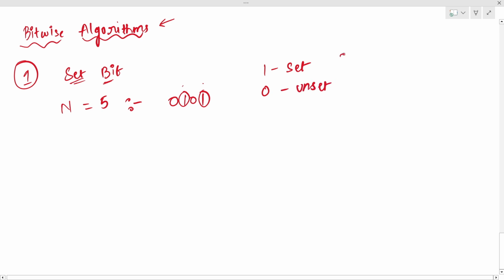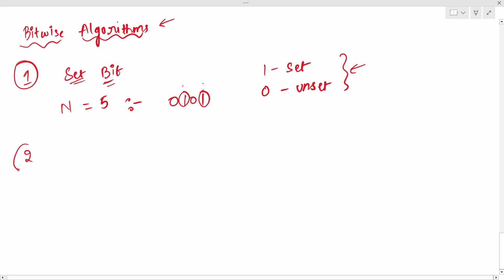This is the language that we will speak in bit manipulation. Set is nothing but 1, unset is nothing but 0. It's just like if you have a bulb, turning on the bulb means set, turning off the bulb means unset. Similar to this, set is 1 and unset is 0. Hope you got the discussion about set bit.